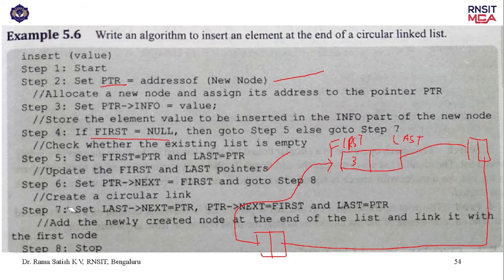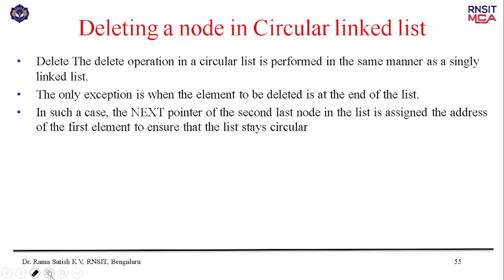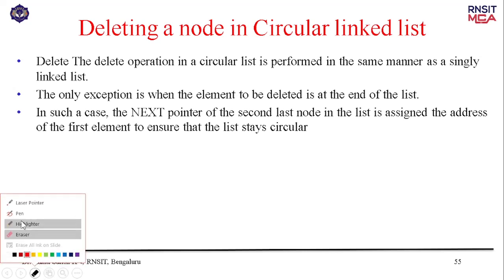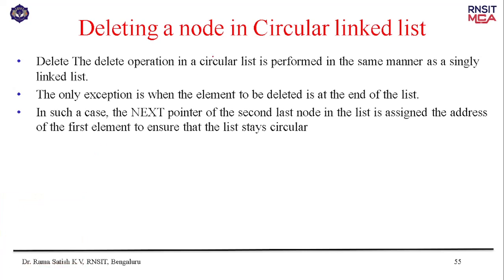Whatever I have shown in the previous, the same thing is explained in the algorithm. Algorithm is what? A step by step procedure. Next, deleting a node. Deleting a node is quite interesting. The delete operation in a circular linked list is performed in the same manner as in a single linked list. What you have to do?